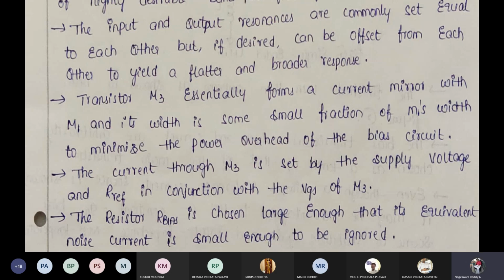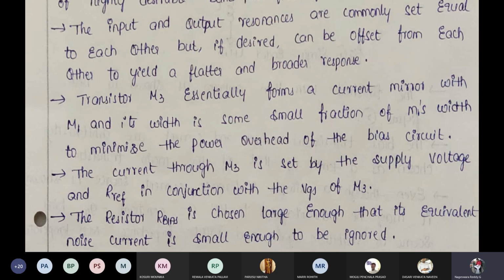The input and output resonances are commonly set equal to each other, but if desired can be offset from each other to yield a flatter and broader response. Transistor M3 essentially forms a current mirror. So there are three transistors, and transistor M3 forms a current mirror with M1, and its width is some small fraction of M1's width to minimize the power overhead of the bias circuit.